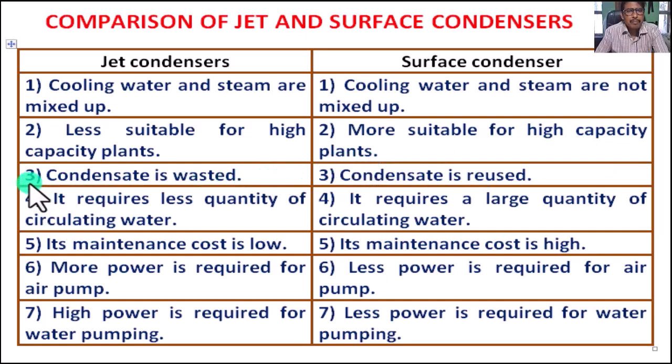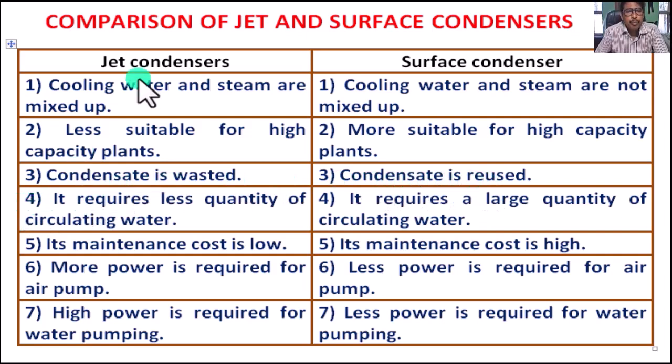Number 3, for jet condenser, condensate is wasted. Condensate is not reused as condensate mixes up with cooling water. Number 3, for surface condenser, condensate is reused. Condensate is used again and again as condensate is not mixed up with cooling water.